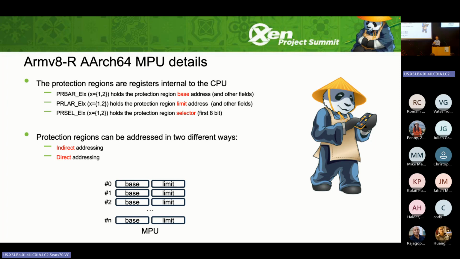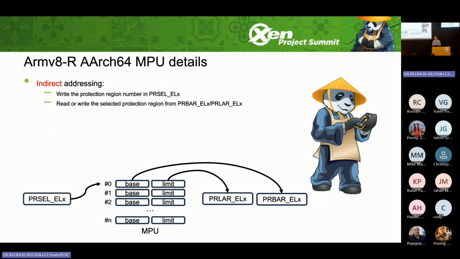There are two ways to address these protection regions in the architecture. We have indirect addressing and direct addressing. Let's spend a few words about the first one. So the first one is very simple. We write the protection region number inside the selector, and afterwards we read or write the protection region through the PRBAR and PRLAR. Very easy.